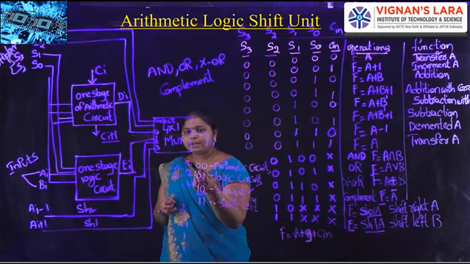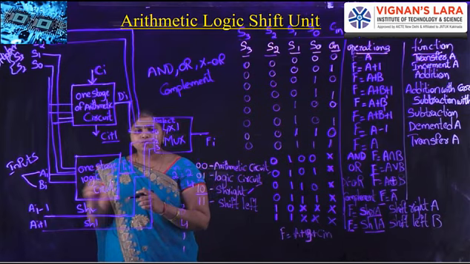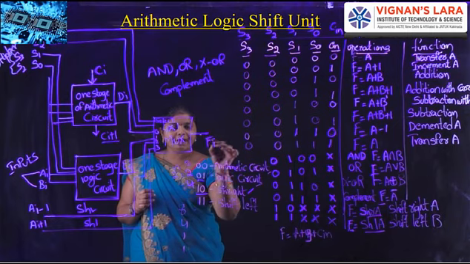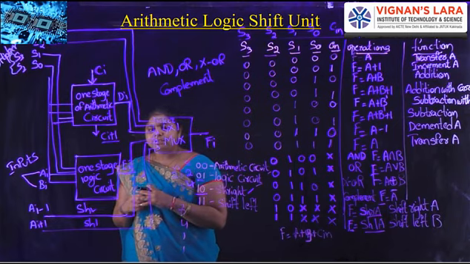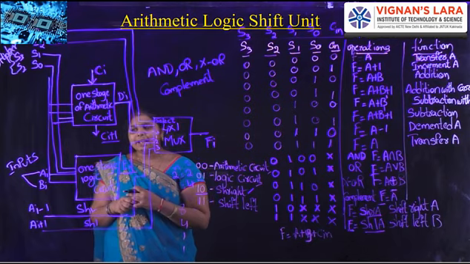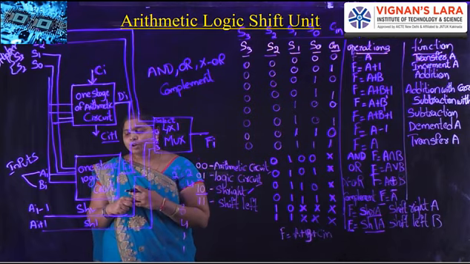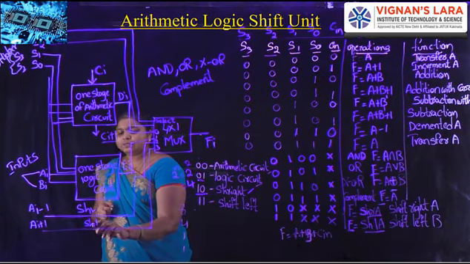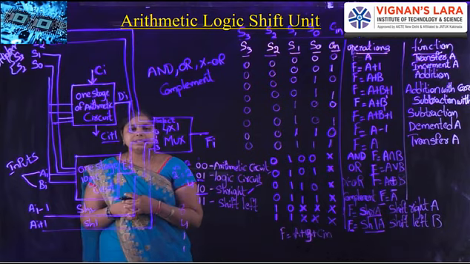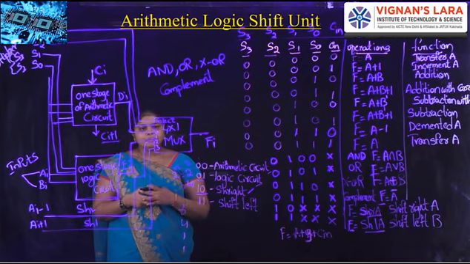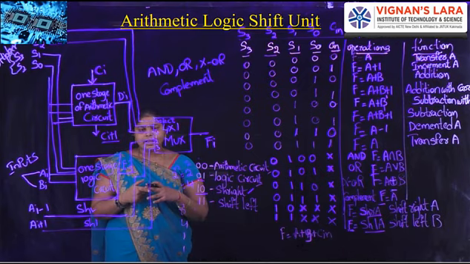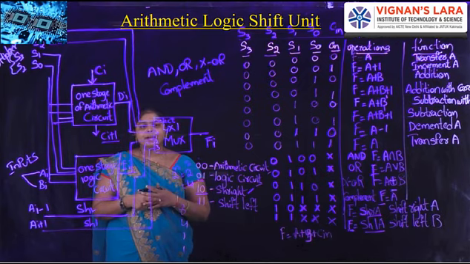The multiplexer can perform the operations from source to destination. Fi is the final output of this implementation. This is the hardware implementation for the arithmetic logic shift unit. Here Ai minus 1 is the input of SHR and Ai plus 1 is the input of SHL. This is the arithmetic logic shift unit micro operation, performing the 3 micro operations: arithmetic, logic and shift. This is the explanation of the arithmetic logic shift unit.